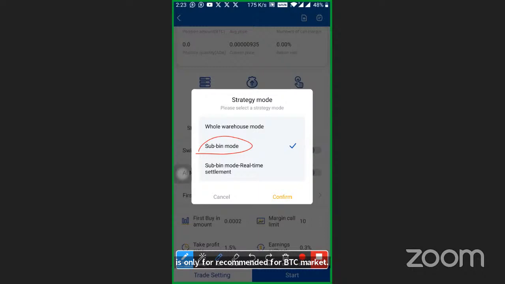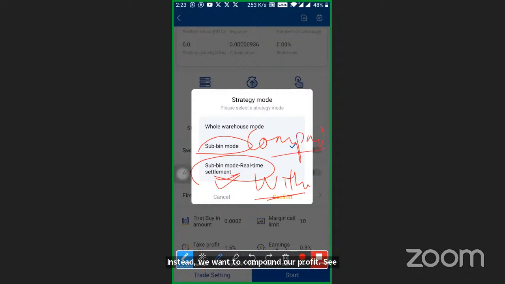Why? Because when we are trading in the USDT market, we want to withdraw our profit. And when we want to withdraw our profit, we can trade on sub-bin real-time settlement. But now we don't want to withdraw our profit. Instead, we want to compound our profit. See, the purpose is different now. We don't want to withdraw our profit to our bank account and use it for our daily expenses. We want to trade the full 1 year at least and long term, and we want to compound our capital. So this will help you to compound your capital.